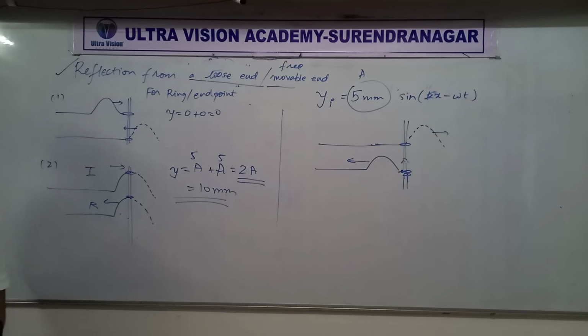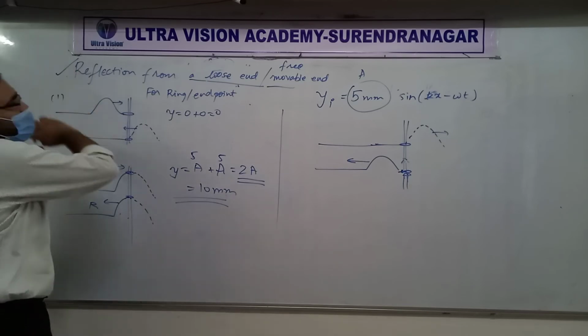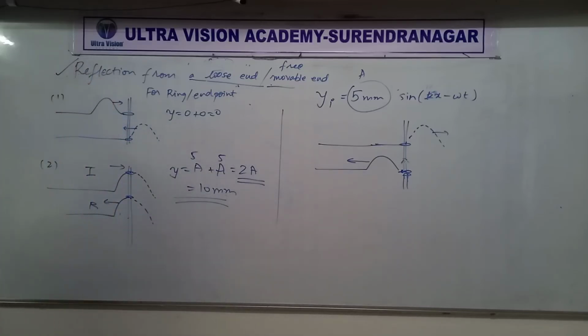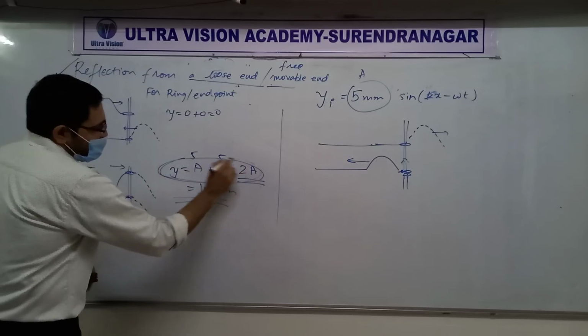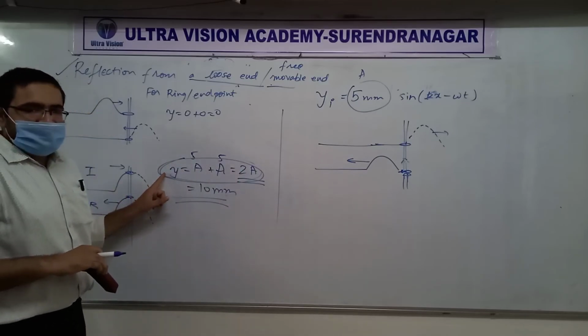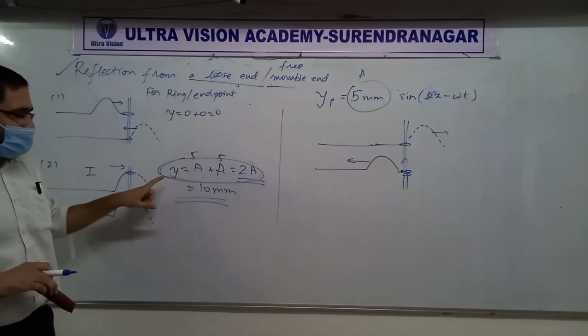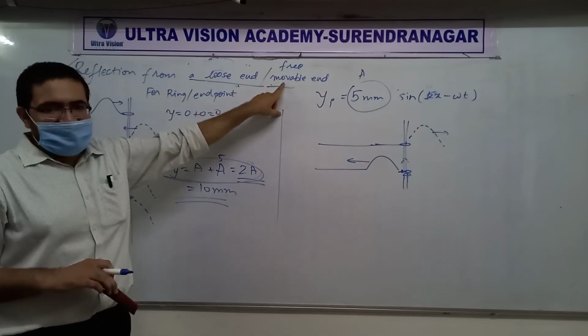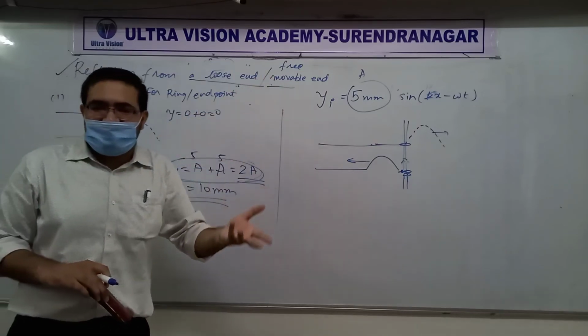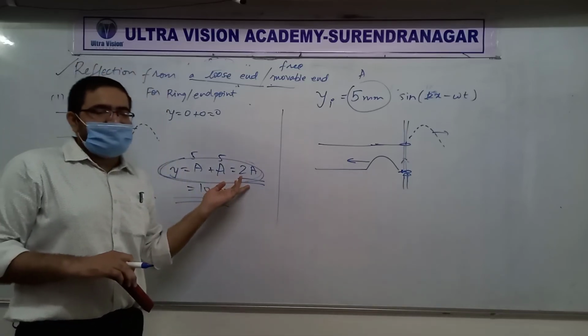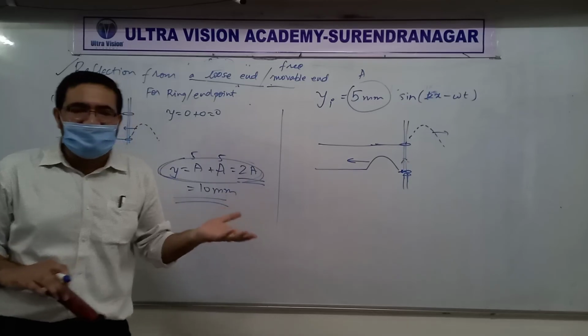Well, so this is how reflection occurs from a free end or a loose end. Alright? Okay? Well, I'm going to erase the diagrams, right? If you want, you can write this in words also. How to write it? The maximum displacement of the free end is double of amplitude. Clear? Maximum displacement of free end is double of amplitude. Understood?